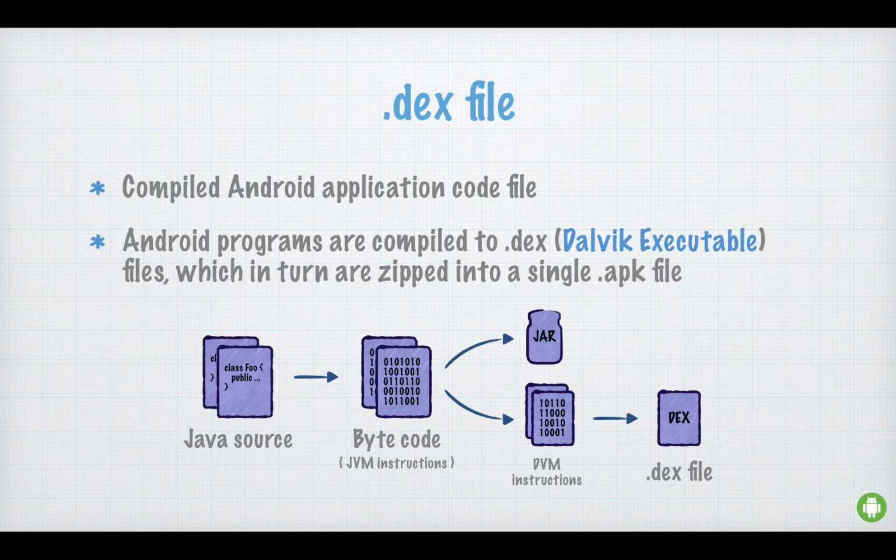A .dex file is a file that contains bytecode for the Android application. In normal applications, that is, applications that run on computers like desktops and laptops, once Java sources have been compiled into bytecode, they are archived into a jar file. In Android applications, the bytecode is further reduced to Dalvik VM instructions and then combined into a DEX file. DEX stands for Dalvik Executable because older Android devices use the Dalvik virtual machine. Newer Android devices use the Android runtime, but the DEX format is still used by the Android runtime.